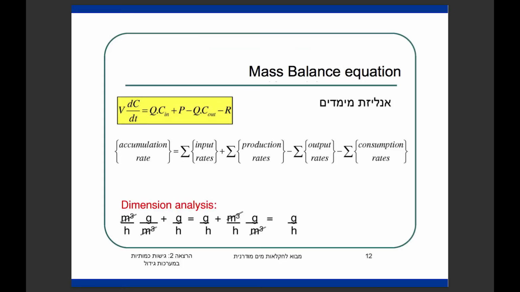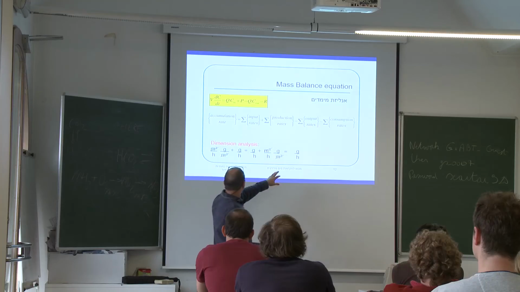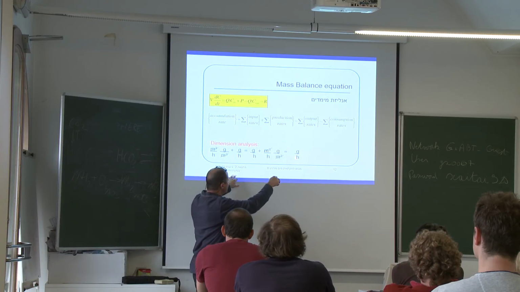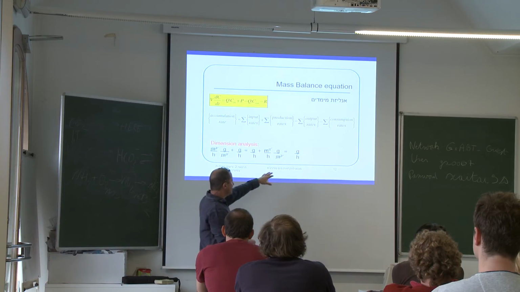And if you want to look at the units, if we're looking at the concentration of something, the flux would be cubic meters per hour, concentration would be milligrams per liter or grams per cubic meter. Production is grams per hour. Removal is grams per hour, as is flux times concentration. Anyways, the accumulation rate in the balance is in units of mass per time.